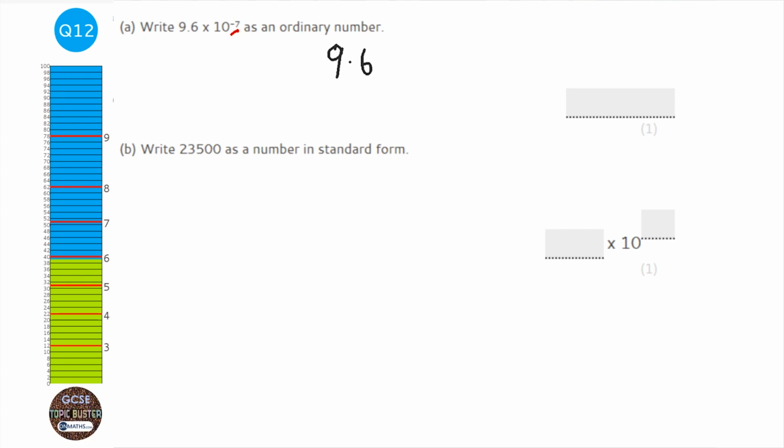Now, we need to know this, because if we're going to have a very big number, we're going to jump the decimal point to the right. If we're going to have a very small number, which we do here, we're going to jump it to the left. Now it says -7, so we're going to jump it 1, 2, 3, 4, 5, 6, 7. So the decimal point is going to end up here. Now all those jumps that we did, we need to fill them in with zeros.